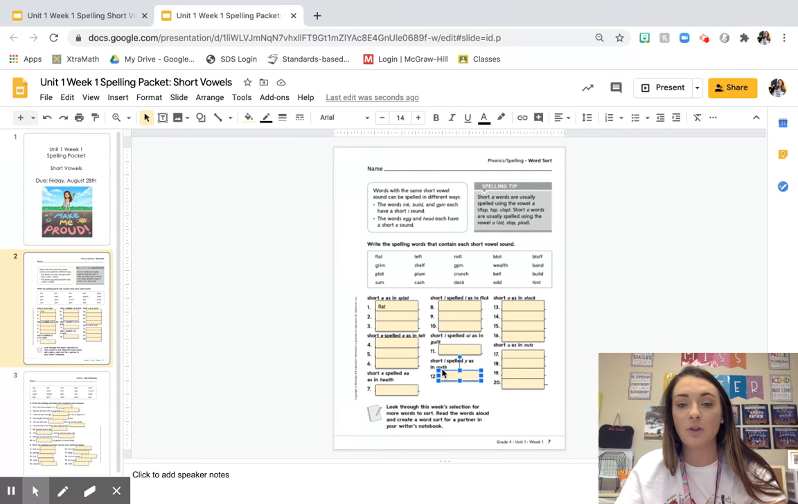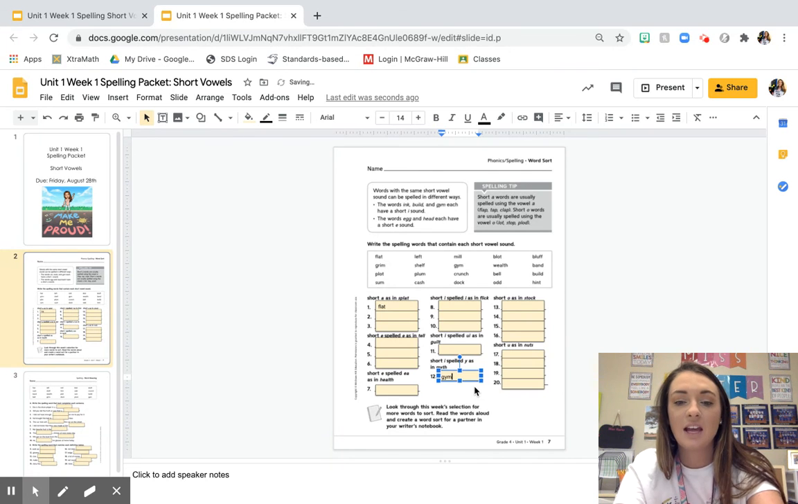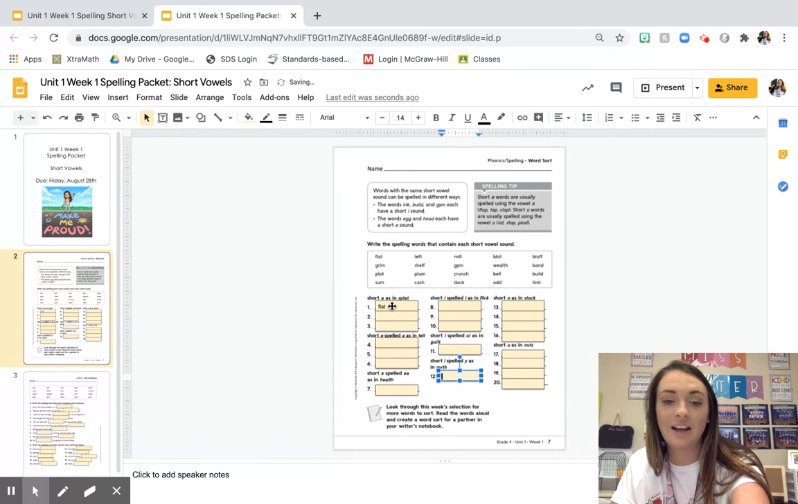So for example, this one, short I, it's spelled with a Y. So a word that has a Y in it that makes that I sound. That word would be gym. So I click on the text box and I type it in. I'm going to delete those so I don't forget later on when you guys are doing yours.